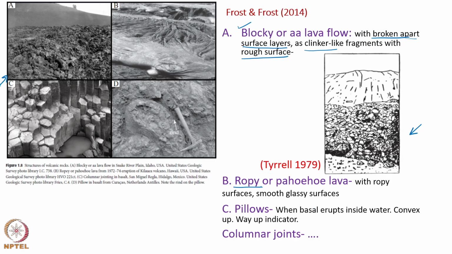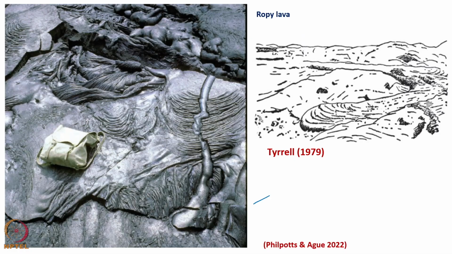Next one, ropey or Pahoehoe lava. It has a ropey surface, looks like ropes. It can have smooth glassy surfaces also. Here is the example of the ropey lava, where the rope-like appearance can be seen very well. This is a more eye-catching photograph of a ropey lava. By saying rope-like appearance, these lines are meant, and note that in this particular case there is the next generation lava flow that has cut across the ropey layer.